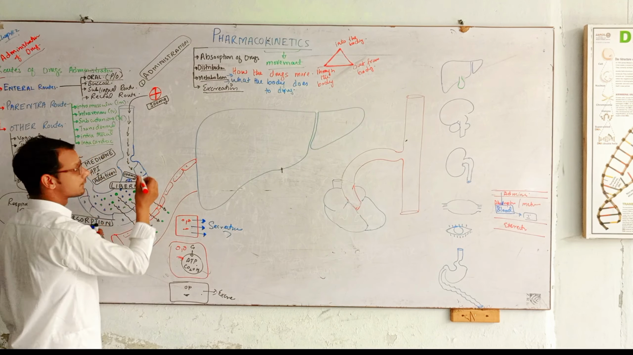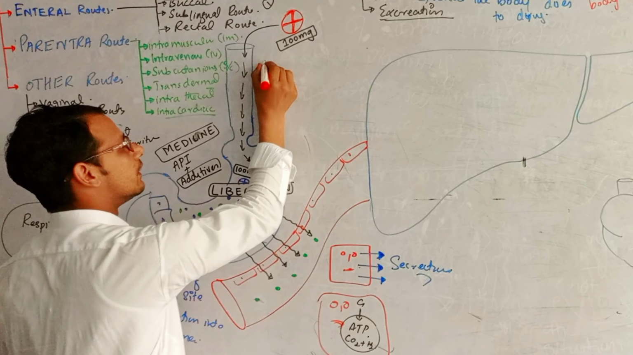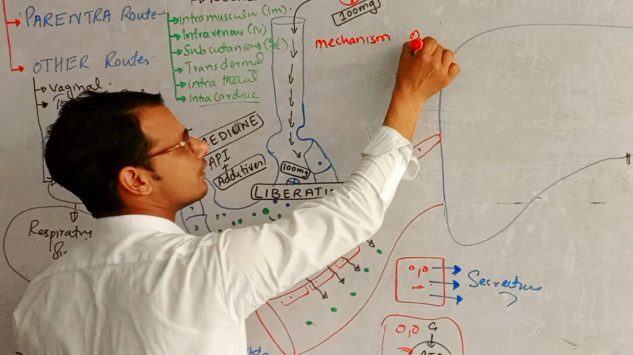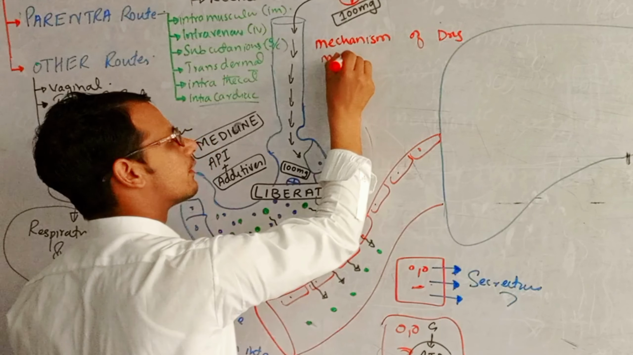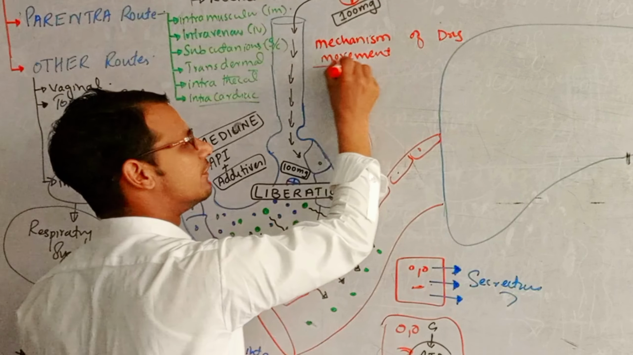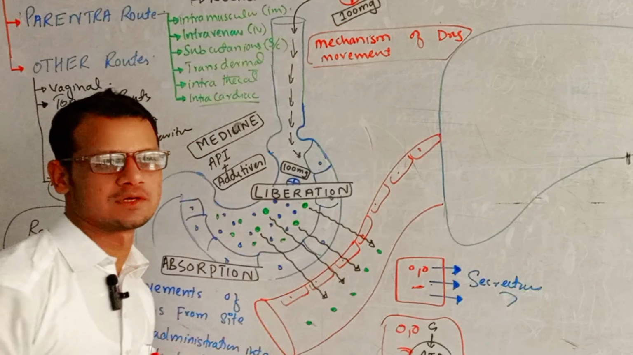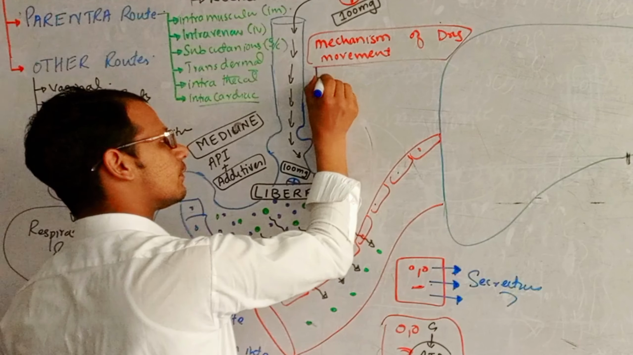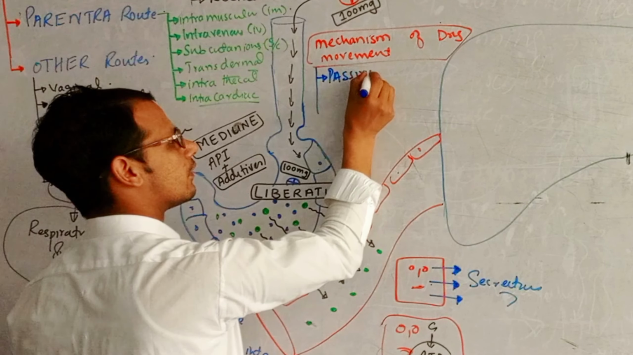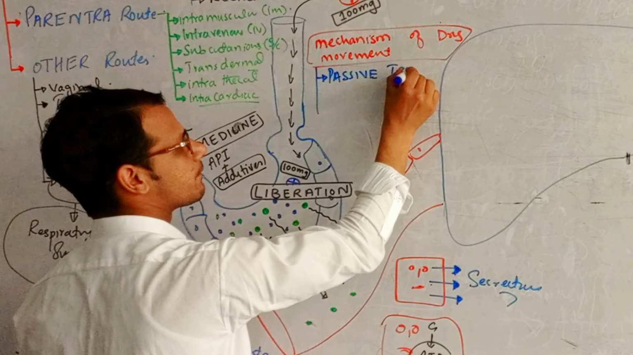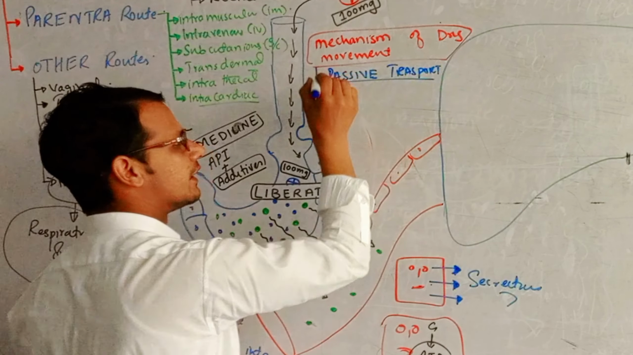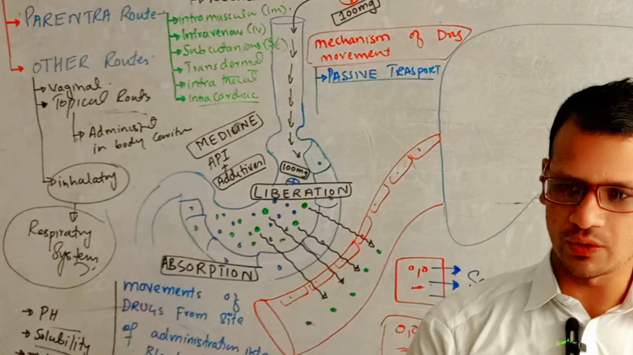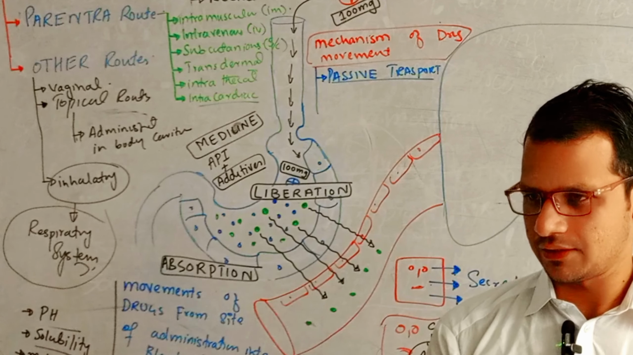So we can say that here are mechanisms of drug movement, because we define pharmacokinetics as the movements of drugs, right? First is passive transport. What is passive transport? This is the movement of particles from high concentration into lower concentration without the use of energy, right?